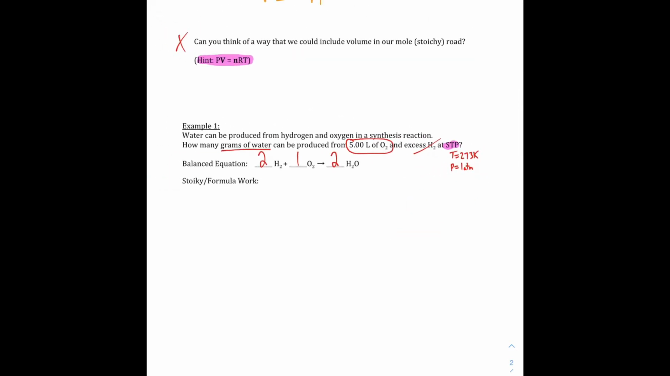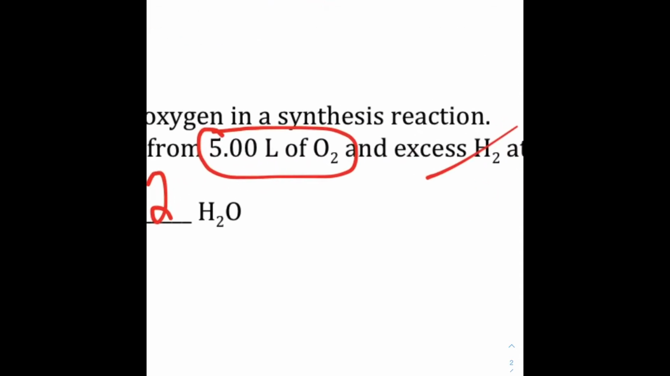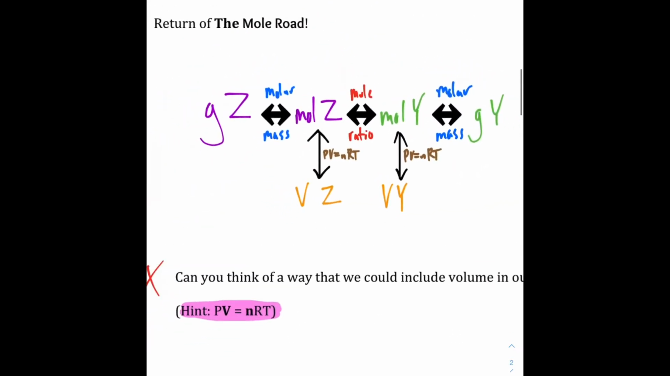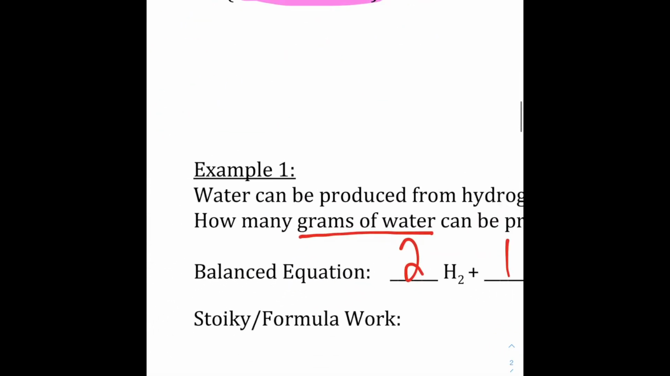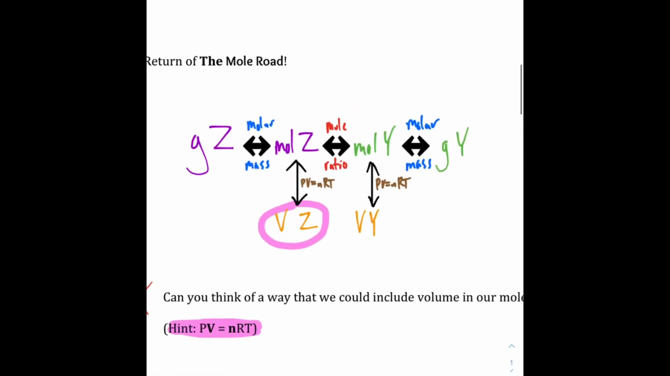Okay, where do we go from this? First, think about what we're given. 5 liters of oxygen. Where would that be in our mole stoichi road? Well, it's volume, and let's just call it our first volume. Volume of Z, that's what we're given. And we're asked to find how many grams of water. Where would that be on here? Well, it's grams, so it's either going to be the far left hand or the far right hand side, and it's a different substance. So we are trying to get here. So think about the route that we're going to need to take to get there. We're going to have to go from volume to moles, moles to moles, and moles to grams.